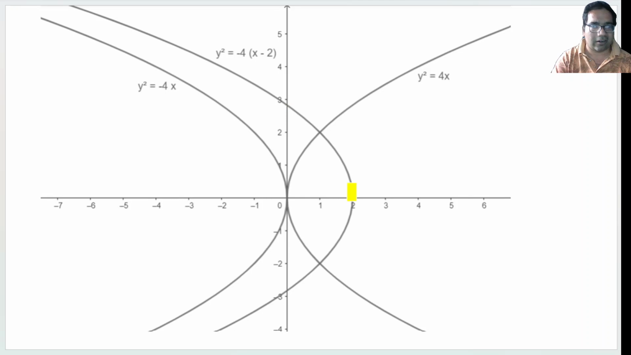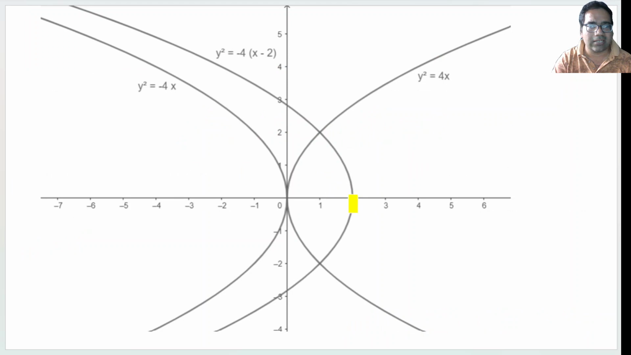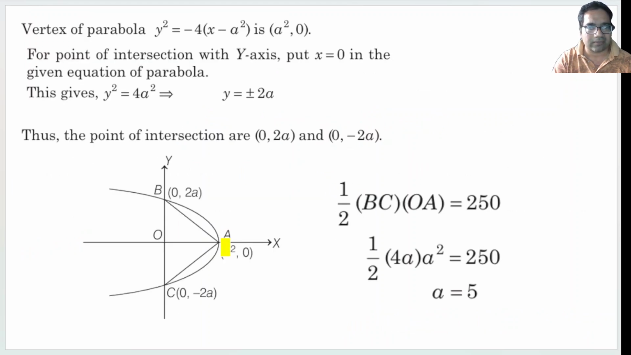So this is the graph. Now in this graph, what is the vertex? This one. So here in our problem, it is given y square equals minus 4 into x minus a square. So this point will be a square. So this is the vertex, something like this. Our graph will look something like this. So this point is a square. This is the vertex now.